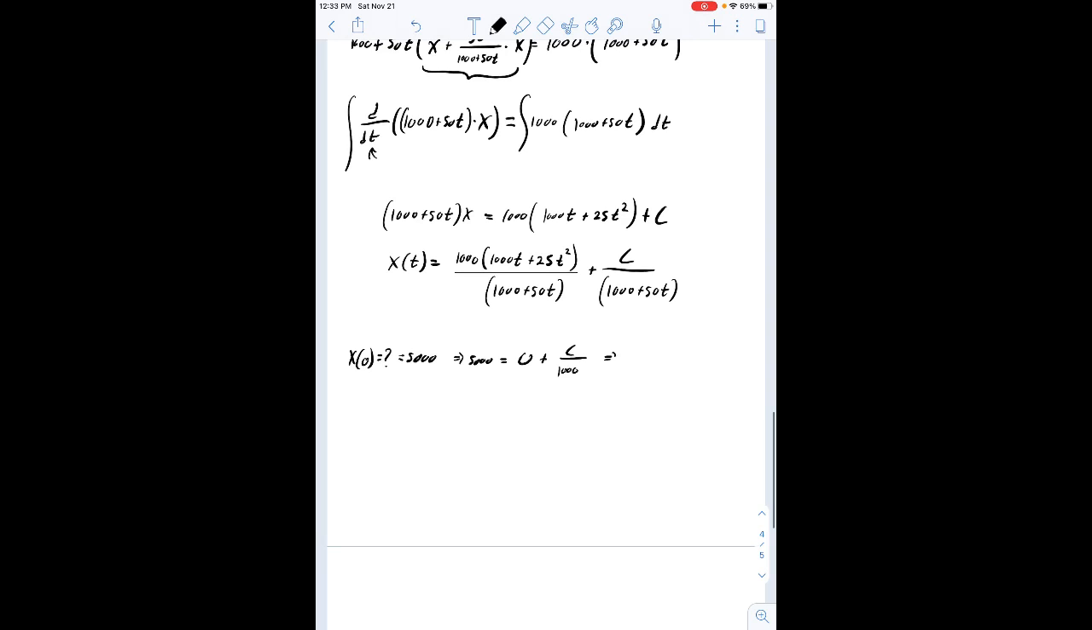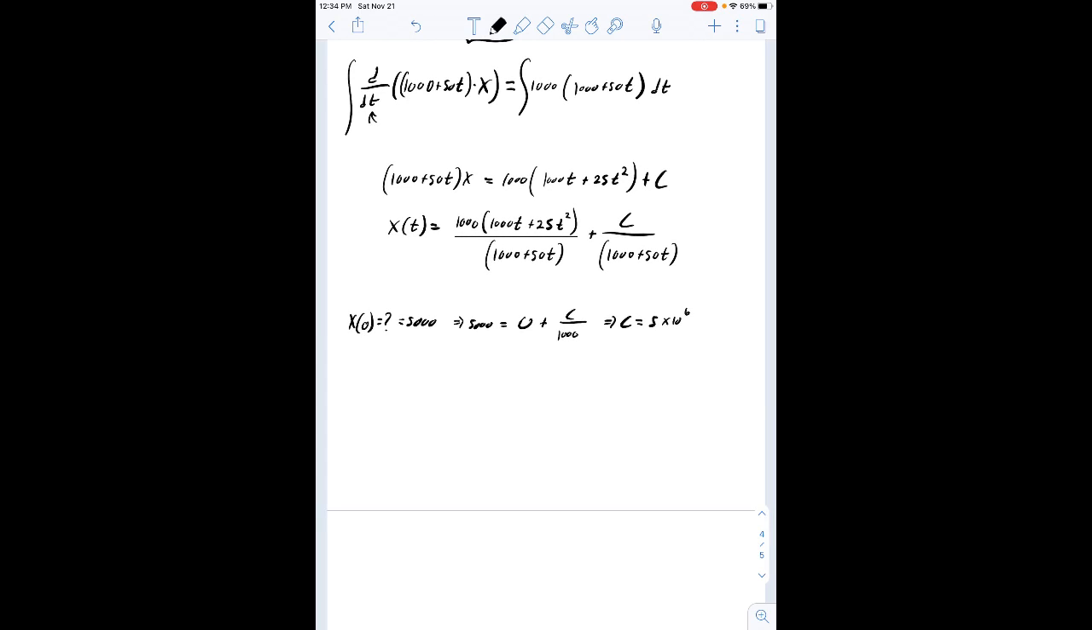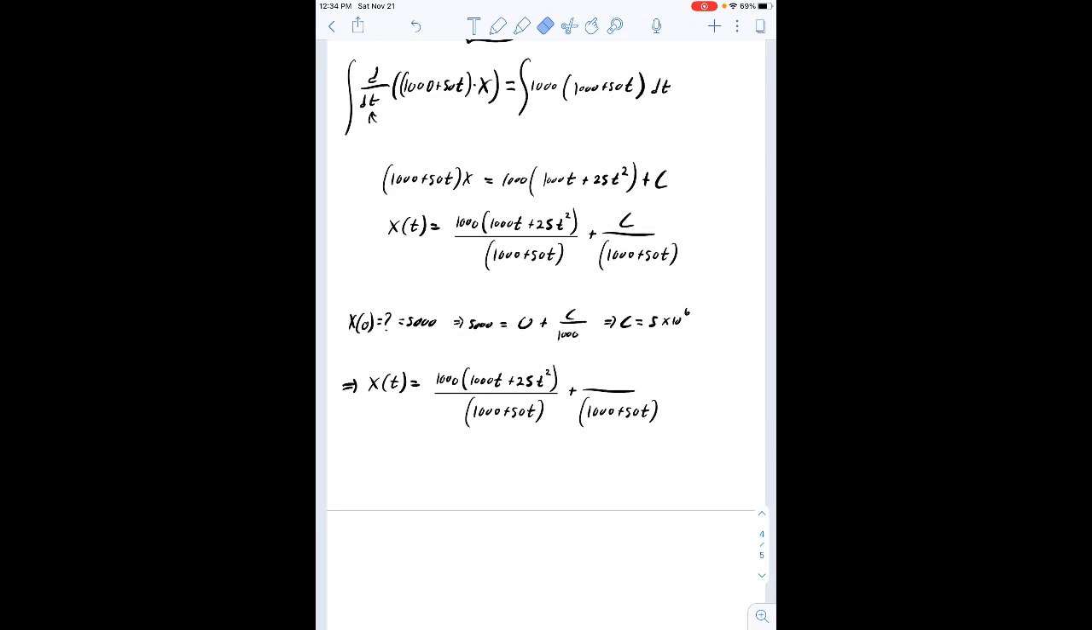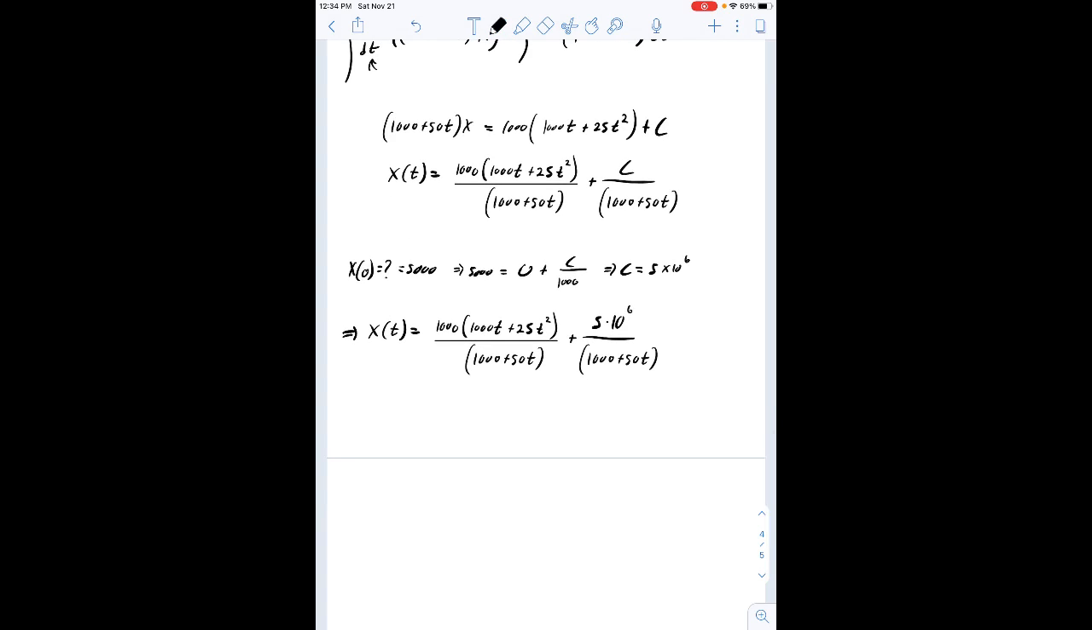So then we get that our c this time is equal to, oh man, I should put this in exponential or scientific form. 5 times 10 to the, oh geez, 6. So we have 3 zeros here and 3 zeros here, so it turns out to be 6 zeros. Cool. So c equals 5 times 10 to the 6th. Then my x of t is just going to be the same as up here, except now my c is equal to 5 times 10 to the 6th.